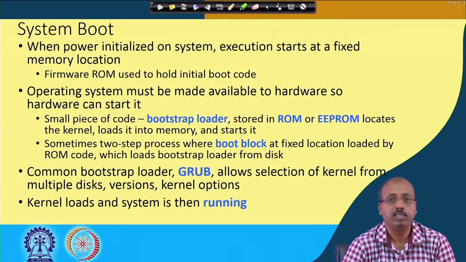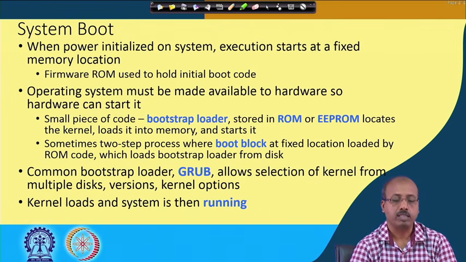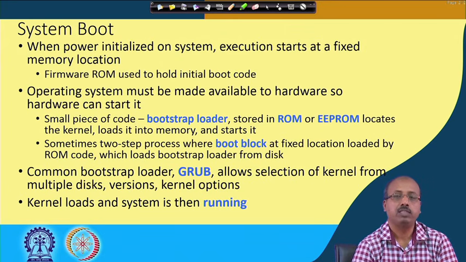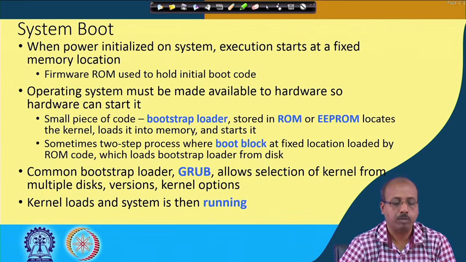Now, the booting of the system. This is very important. When you switch on the power or press the reset button of the computer, what happens? When power is initialized on the system, execution starts at a fixed memory location. This is fixed by the processor. If you reset the processor, then from the manual of the processor you can find that the program counter is loaded with some specific value. Execution starts from that point.